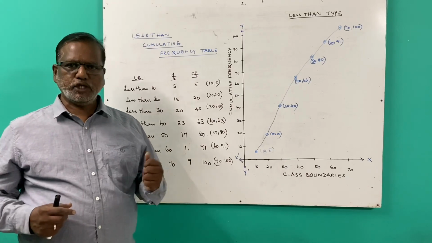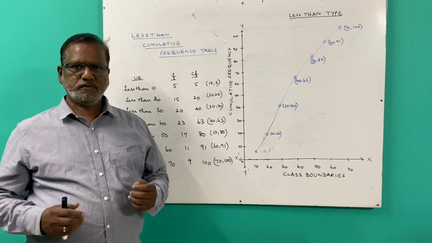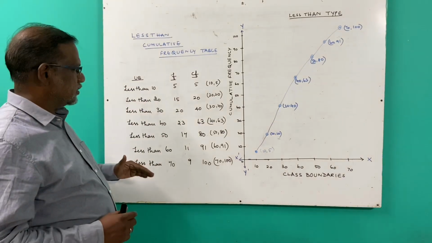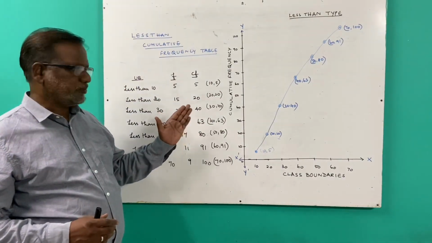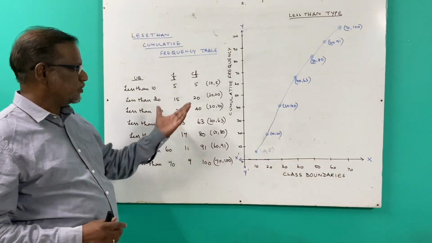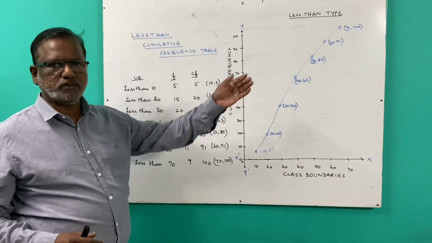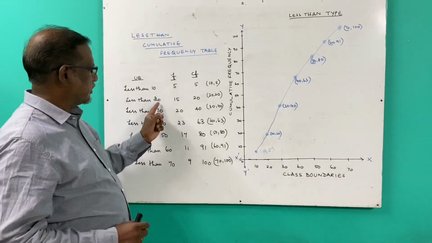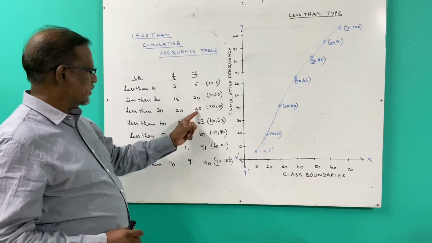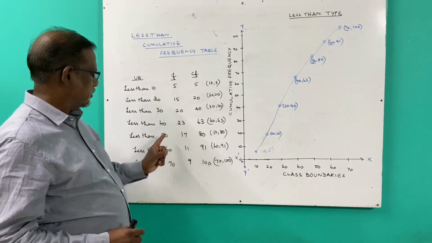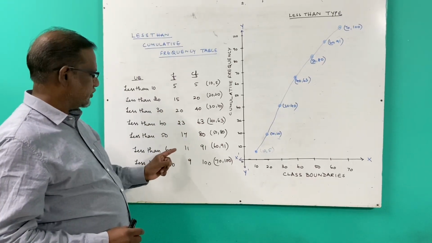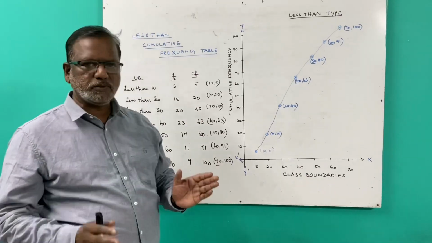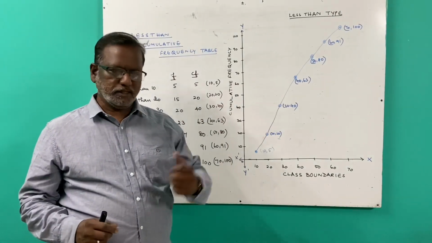Let us go ahead with drawing the cumulative frequency curve. The first type is the less than type. We have the frequency table which has been prepared. From the frequency table, we are going to write the ordered pairs which are going to be plotted in the graph. They are (10, 5), (20, 20), (30, 40), (40, 63), (50, 80), (60, 91) and (70, 100). So these are the ordered pairs ready for us to be plotted in the graph.